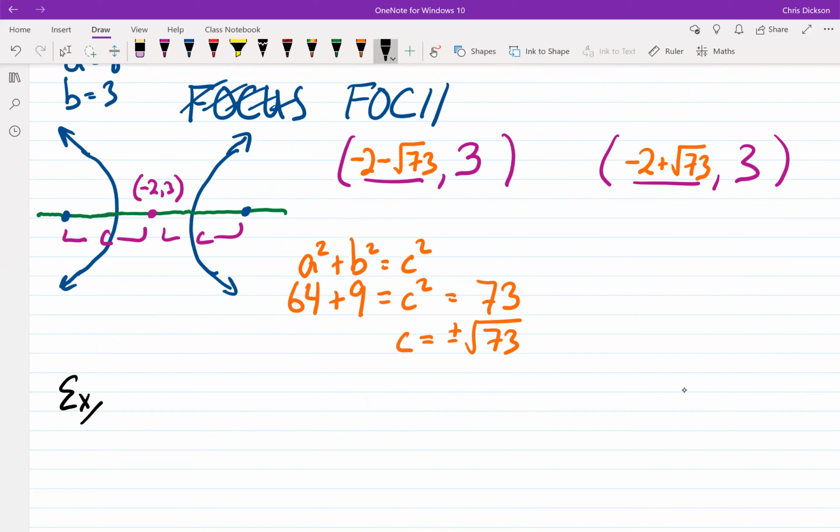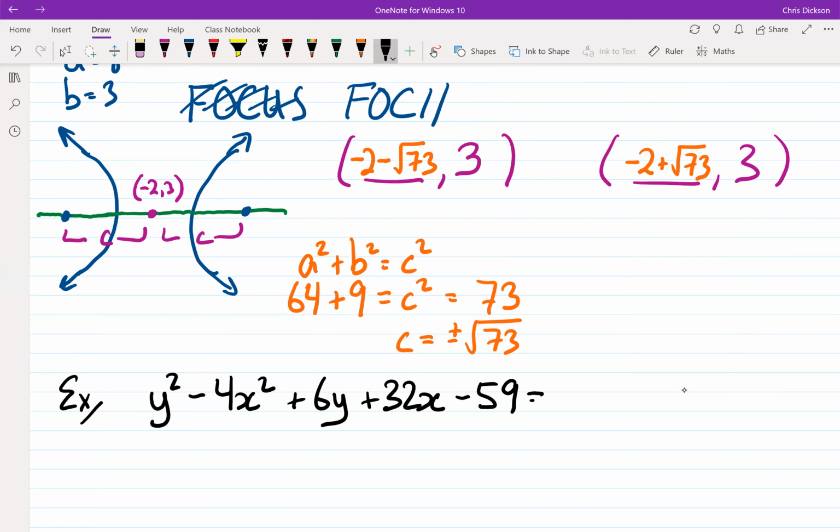And that has to do with getting a hyperbola in general form and then turning it into standard form and answering some questions about it. So let's say you had y squared minus 4x squared plus 6y plus 32x minus 59, and all of that equals 0.